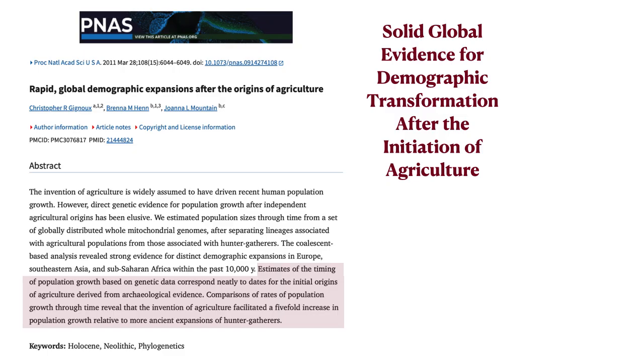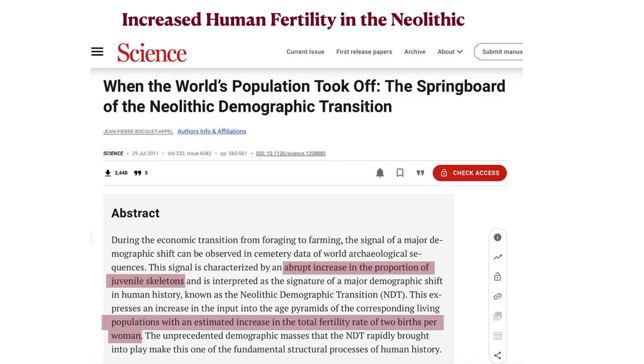There is solid evidence of this demographic transformation after the initiation of agriculture. It's found in different parts of the world, as this article puts it in the title, Rapid Global Demographic Expansions After the Origin of Agriculture. Estimates of the timing of population growth based on genetic data correspond neatly to dates of the initial origins of agriculture derived from archaeological evidence. Human fertility increased with agriculture. More births. I'll talk about that a bit later.